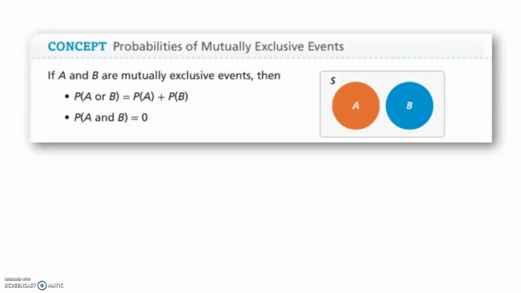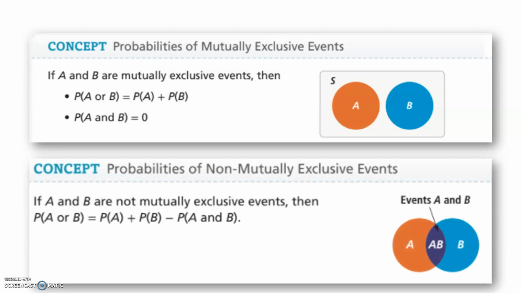So just if I'm figuring out the probability of a mutually exclusive event, I don't have to worry about the overlap because there isn't one. So I just add those two probabilities. But if I'm trying to figure out the probability of a non-mutually exclusive event, then I have to subtract the overlap so that I don't count that part twice.